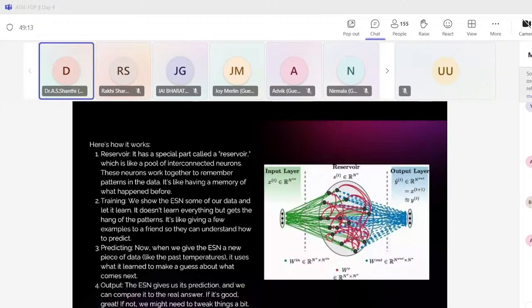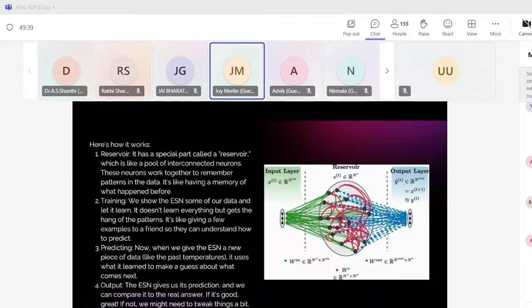And then training: we show the ESN some of our data and let it learn. It doesn't learn everything, but gets the hang of the patterns. It's like giving a few examples to your friends so they can understand how to predict. So it is not learning everything; it is selectively taking from the reservoir for training on the data so as to get the desired output.